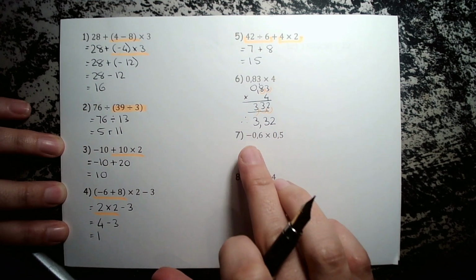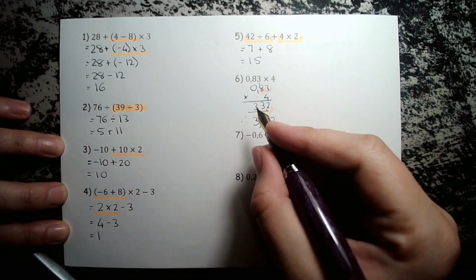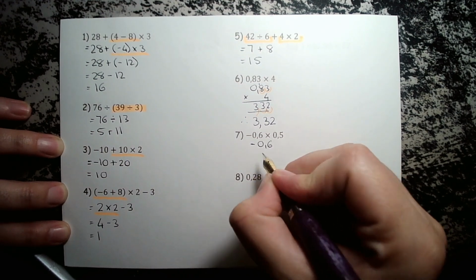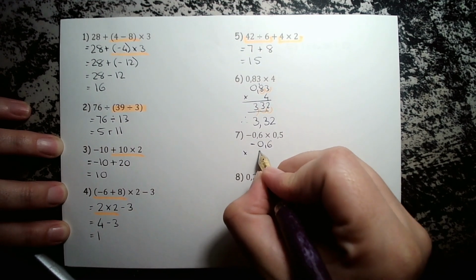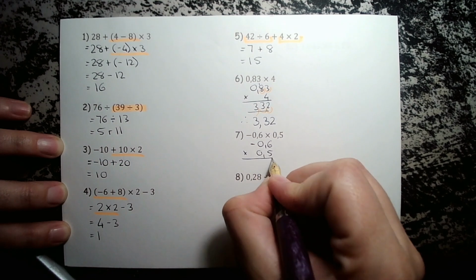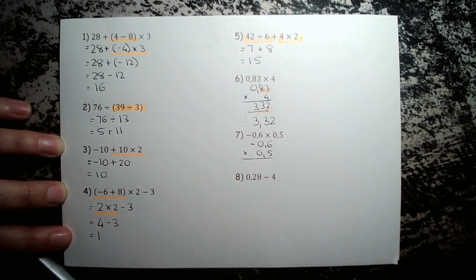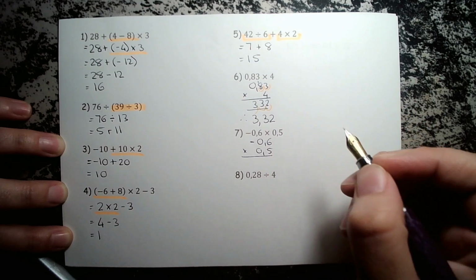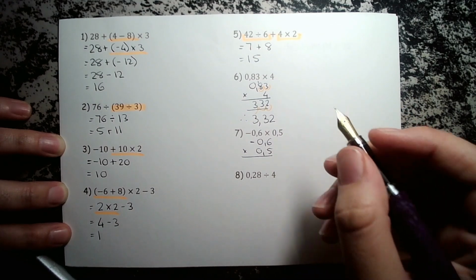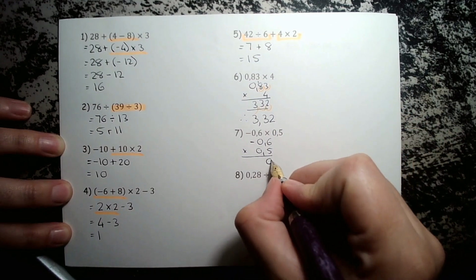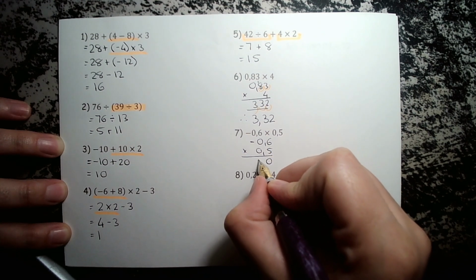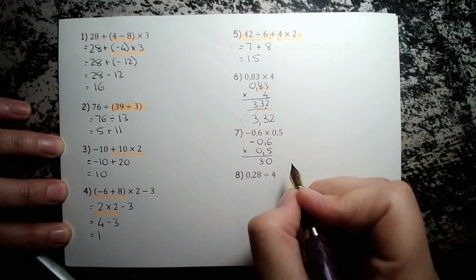Number 7, negative 0,6 times 0,5. 6 times 5 gives us 30. Nothing else to worry about because all of the rest are zeros. So 30 as our answer.